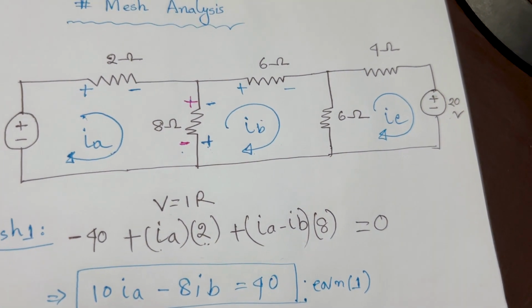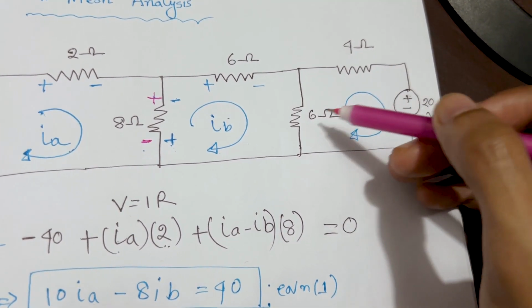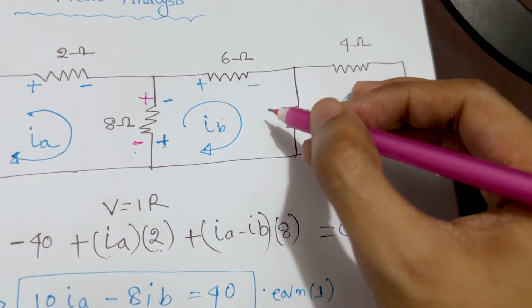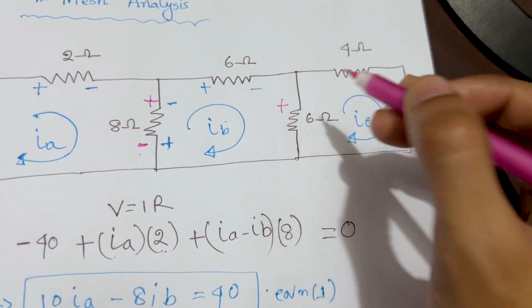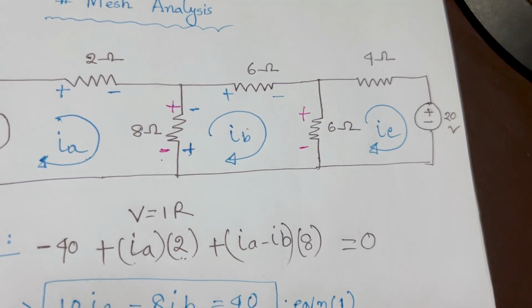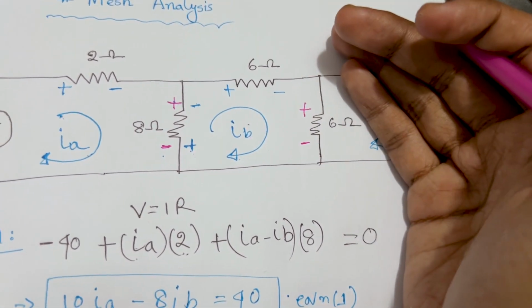And similar to IC, this 6 ohm resistor is between IB and IC. So similar to this concept, as we are working with IB, this is the positive polarity, this is the negative polarity. And for IC, it should be the opposite, similar to that.